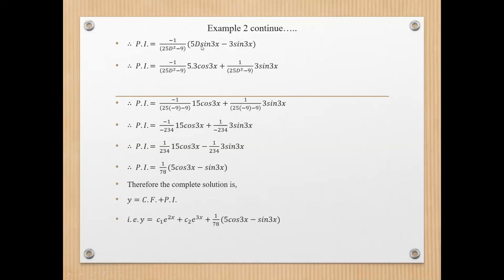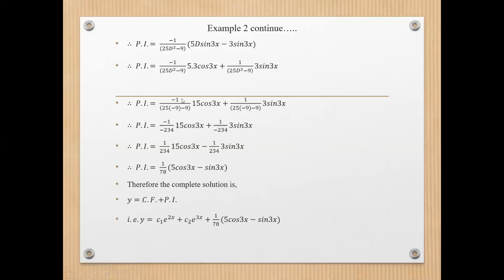Here D of sin 3x is nothing but the first derivative of sin 3x. The derivative of sin 3x is cos 3x into 3. I have written here 3 cos 3x. Here minus sign, here minus sign. We get plus 3 into, the denominators are again the same, 1 upon 25D square minus 9, 3 into sin 3x as it is, because there is no D or D square or 1 upon D. There is nothing like this, so write sin 3x as it is. We get PI is equal to minus 1 upon 25D square minus 9, 5 into 3 cos 3x plus 1 upon 25D square minus 9 into 3 sin 3x.